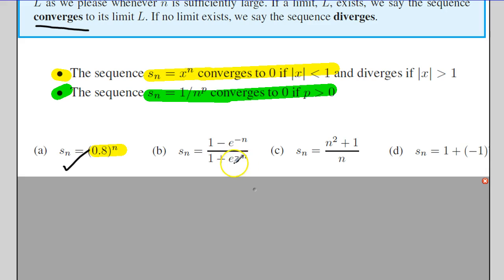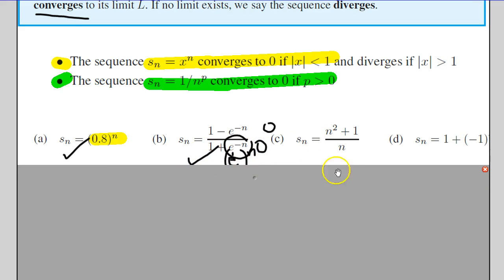Over here we can say, well, e to the negative n, that looks like 1 over e to the n. And 1 over e to the n is a number that's less than 1. So therefore we know that this sequence will converge, and we also know it converges to 0 from either this method or this method. So this converges to 0 and this converges to 0. So we can say that this sequence will definitely converge.